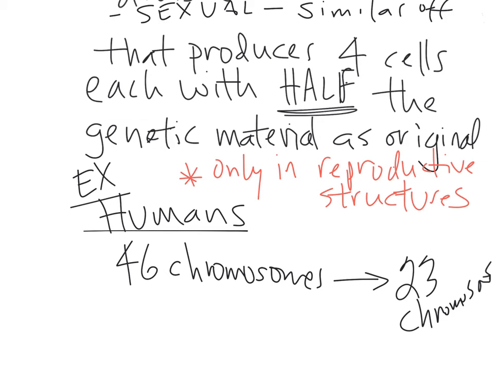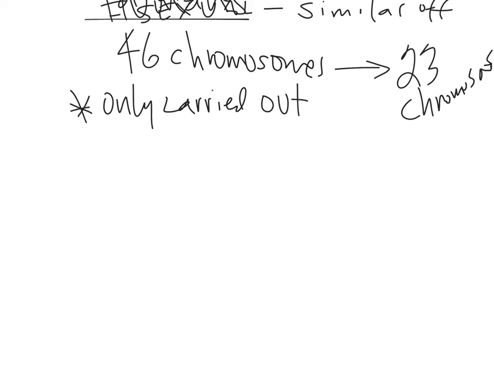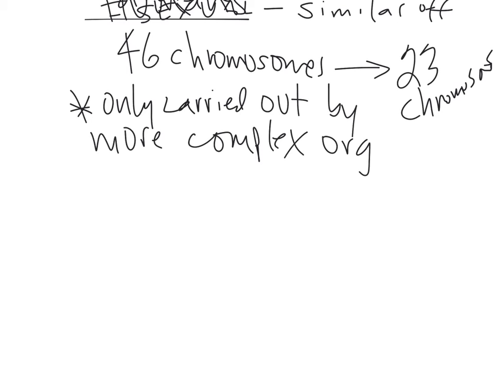So this process of meiosis produces gametes and occurs only in the reproductive structures. And of course, like we mentioned earlier, this is only carried out by more complex organisms. So that's a little bit about sexual reproduction.